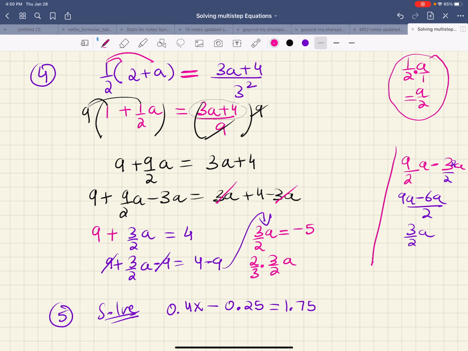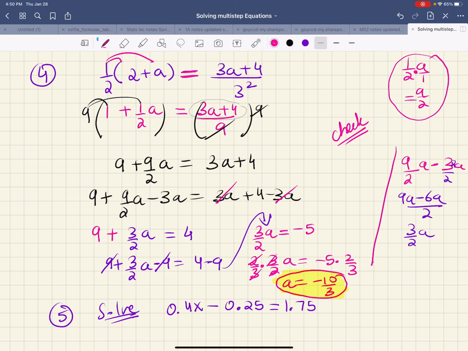2 thirds times 3 halves a is equal to 5 times 2 thirds. Now cancel, cancel, cancel, cancel. I'm left with a is equal to negative 10 thirds. All right, so that is my final answer. Again, before I actually circle or box or highlight, I will do the check work by plugging that negative 10 thirds into my original equation.